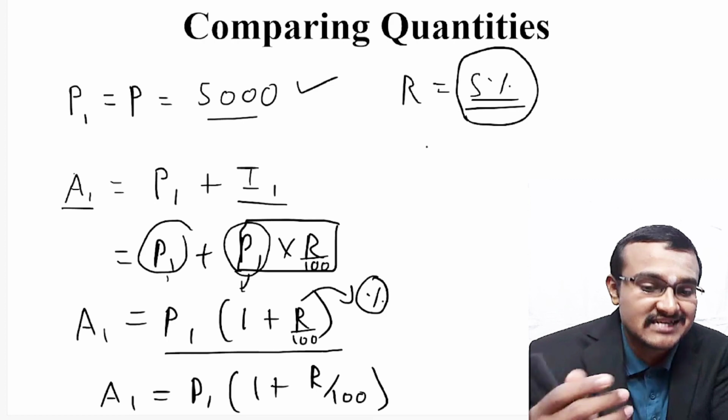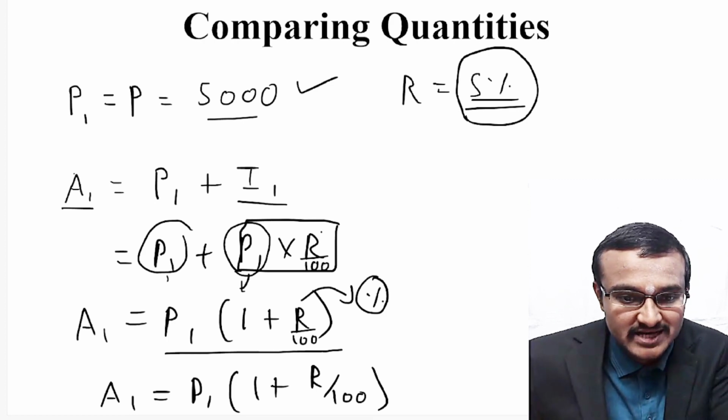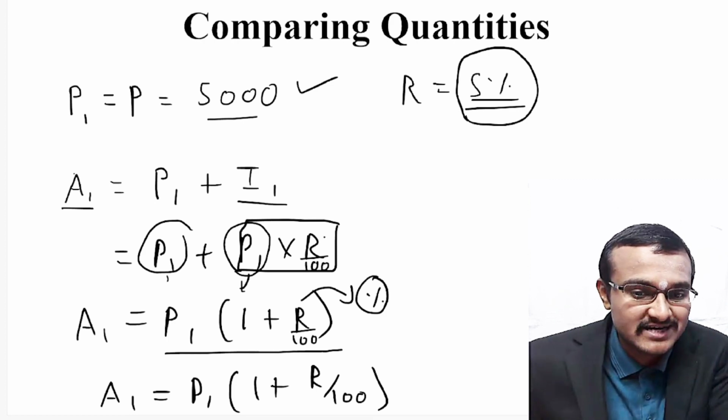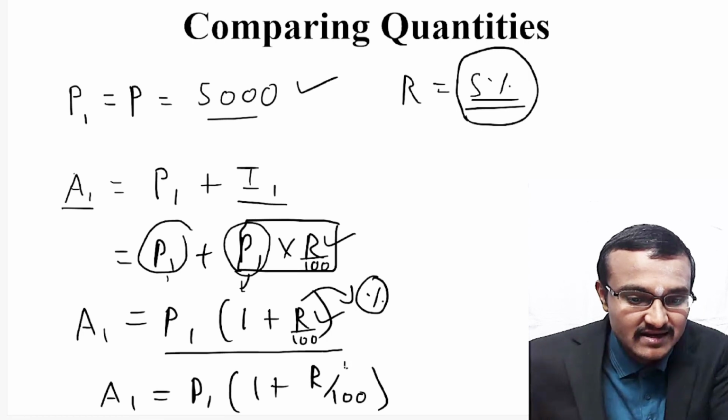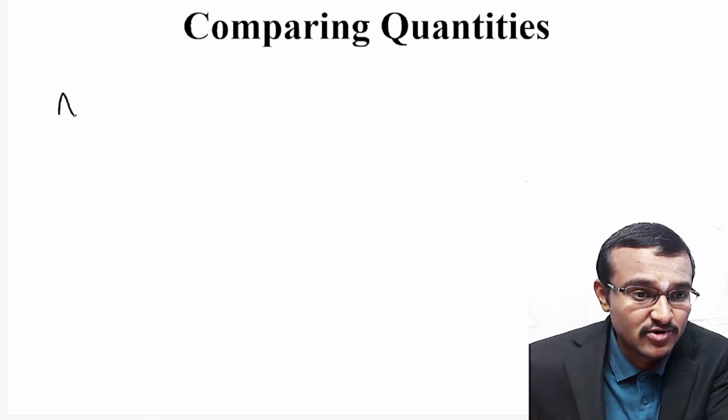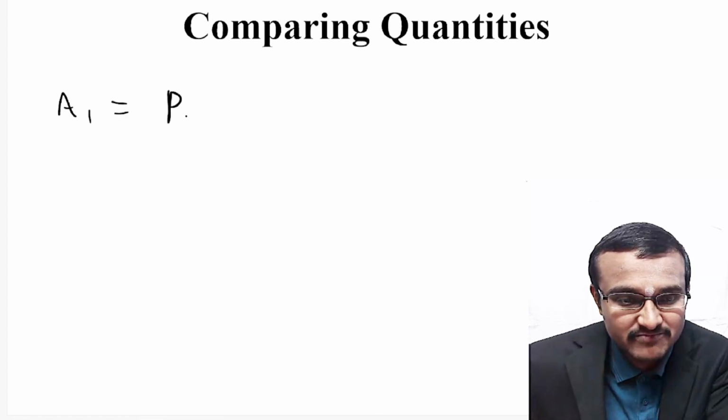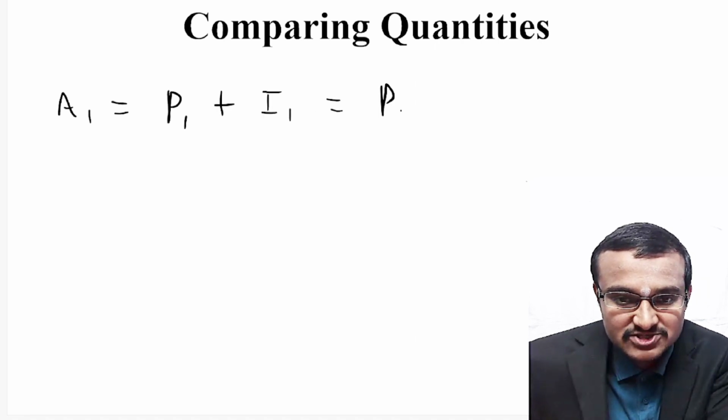So 5% means it is actually 5 by 100. That's why instead of just writing R, you should write R by 100. So what will be your amount 1? Amount 1 will be the principal amount P1 plus I1. So I1 is actually P1 into R by 100.